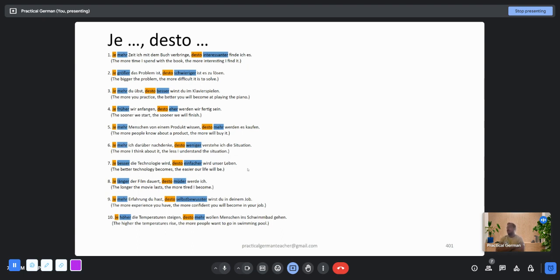Here I have written: je höher die Temperaturen steigen. I said it exactly the way it is because temperatures was plural, so I said Temperaturen, and of course if I say plural, it will be steigen. But if it was just die Temperatur singular, it would have been steigt. Desto mehr Menschen wollen ins Schwimmbad gehen. You should know how to say to go to the swimming pool: ins Schwimmbad gehen, ins Kino gehen, zum Supermarkt gehen. You should know these things. Questions?